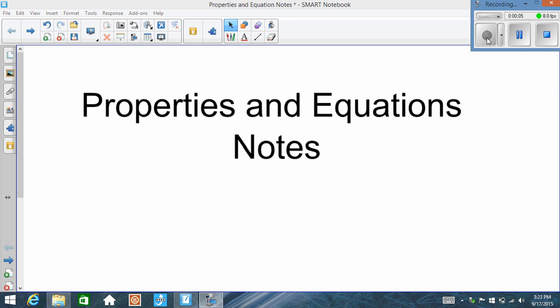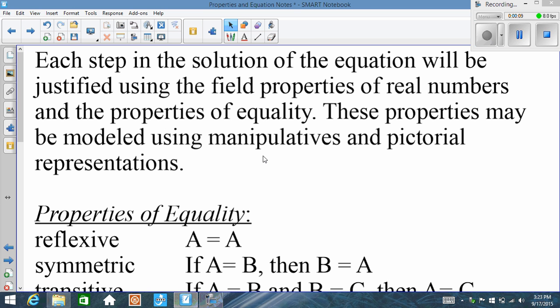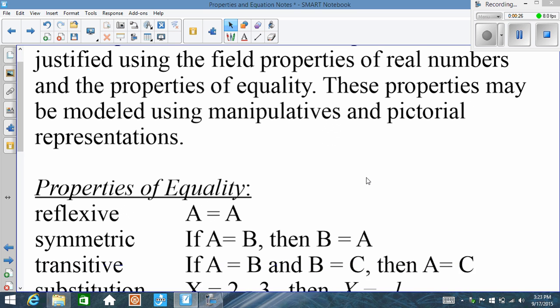Alright, we're going to take properties and equation notes today. Each step in the solution of the equation will be justified using the field properties of real numbers and the properties of equality. These properties may be modeled using manipulatives and pictorial representations. Again, if you need to pause the video as we go, do so.